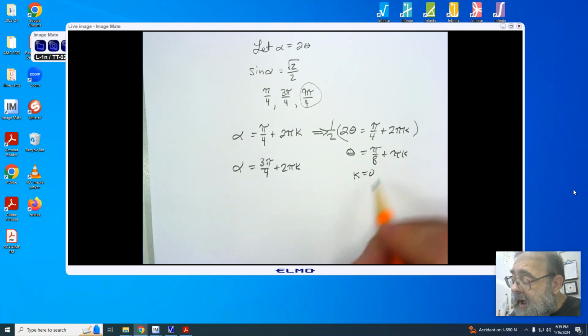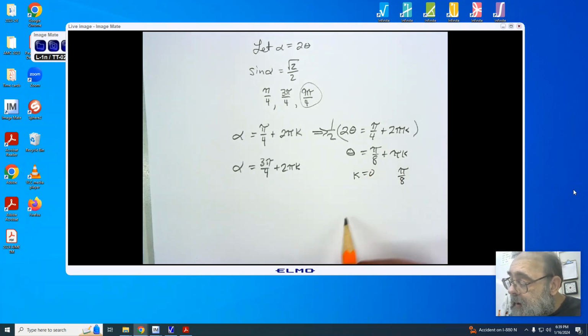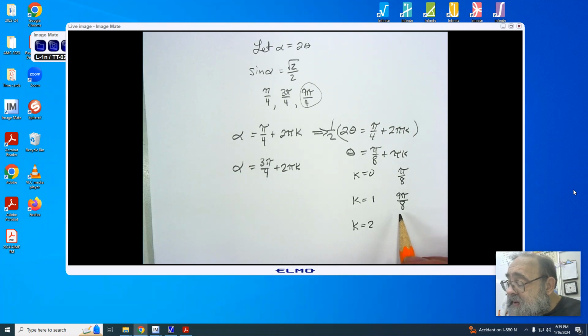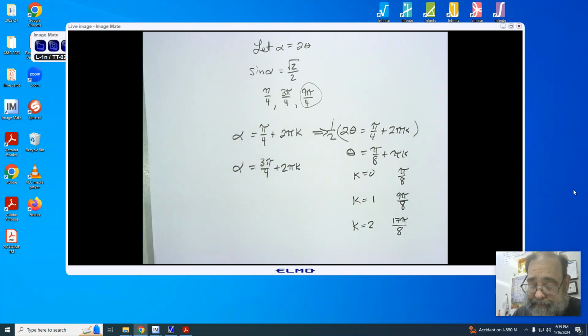When k is 0, I have pi over 8. When k equals 1, I have 9 pi over 8. See how I just added 8/8 to that 1/8. Then I'm going to do it again. I'm going to let k equal 2. And I'm now looking at adding 16 plus 1 makes 17 pi over 8. Now I want to quickly check. Is 17 divided by 8 less than 5? We'll find out. 17 divided by 8. Well, that's 2.15. Okay, well, I can keep going then, can't I?